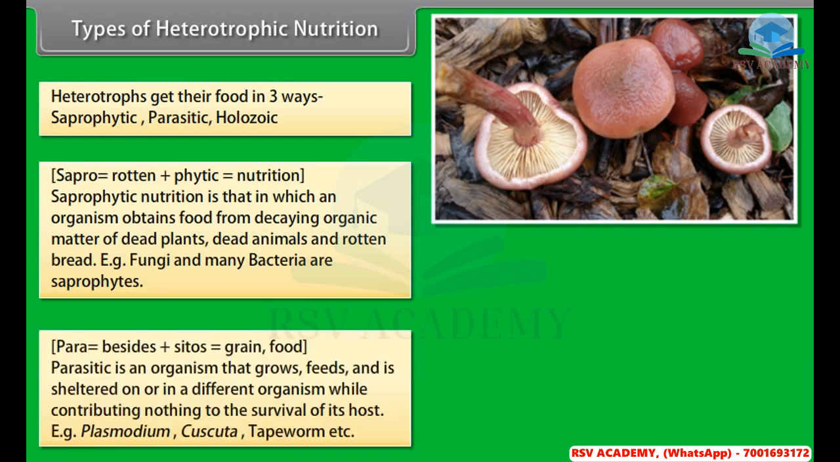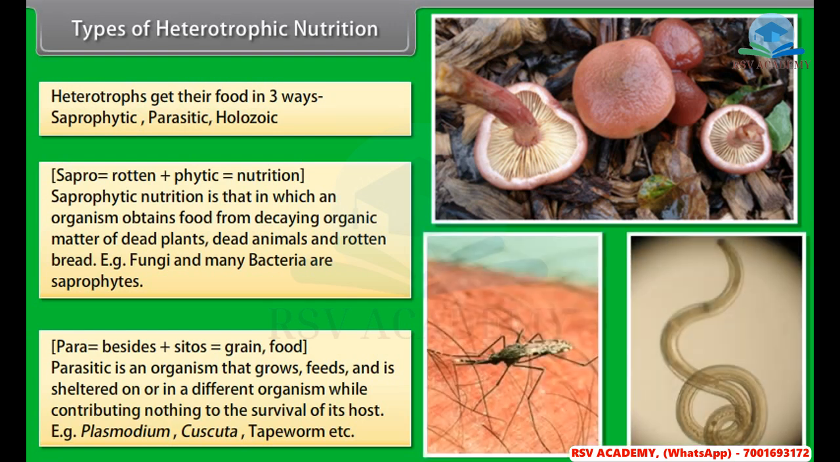Para means besides, cytos means grain or food. Parasitic is an organism that grows, feeds, and is sheltered on or in a different organism while contributing nothing to the survival of its host. That is, Plasmodium, cuscuta, tapeworm, etc.